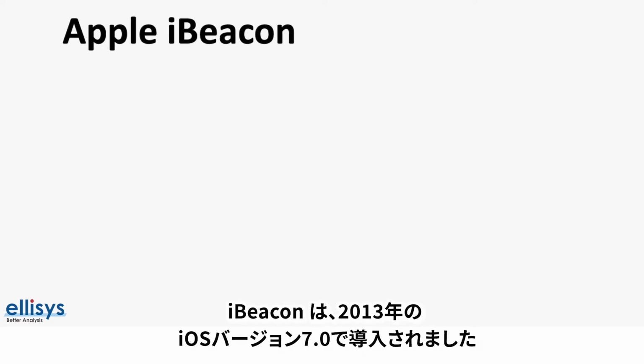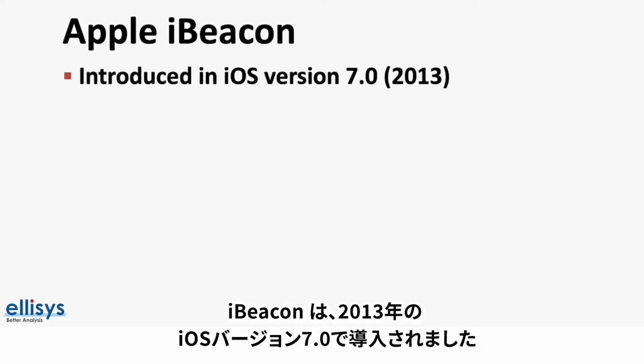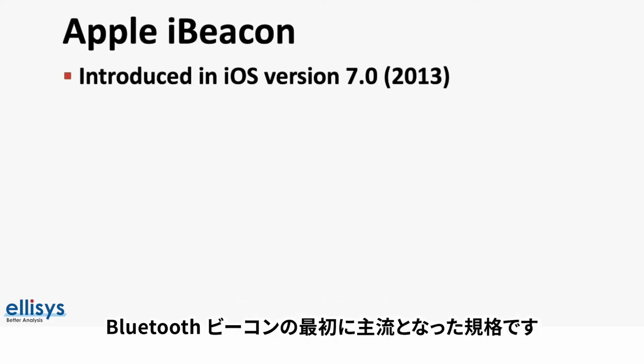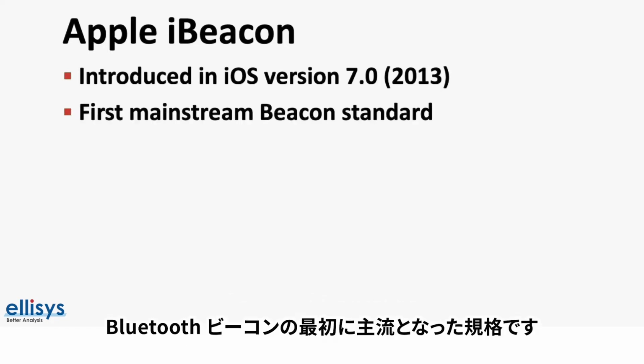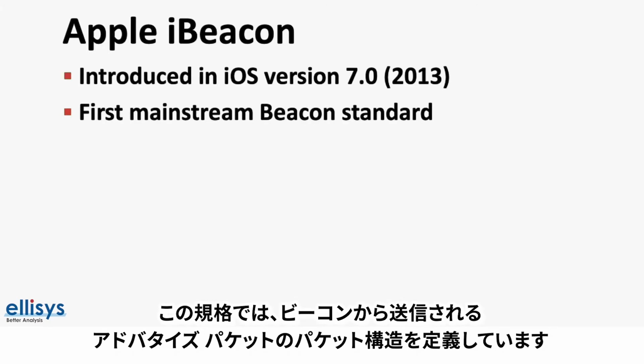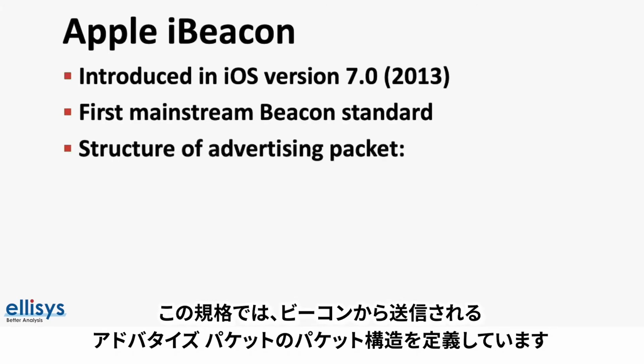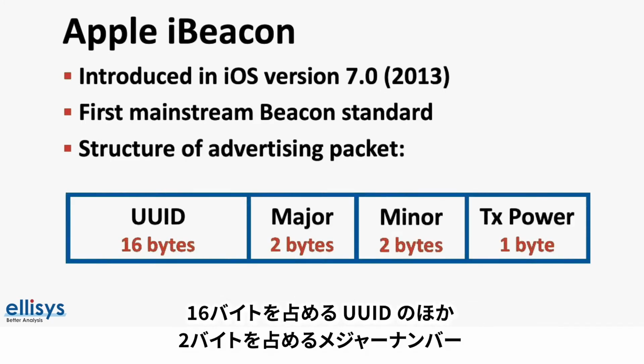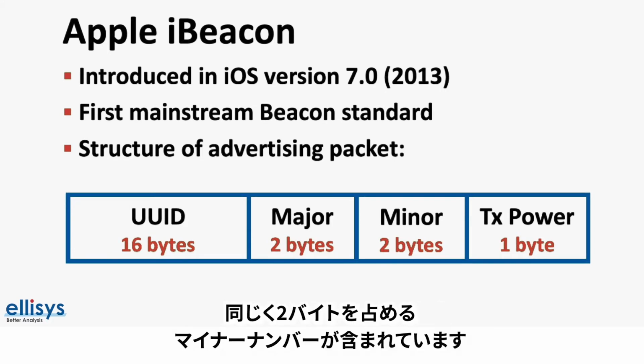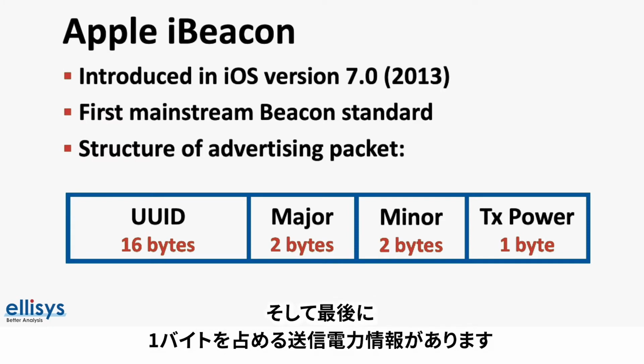First, let's look at Apple's iBeacon standard. iBeacon was introduced in iOS version 7.0 in 2013. It was the first mainstream standard for Bluetooth beacons. The standard defines the packet structure of the advertising packets that are being sent by the beacons. This includes the UUID, which occupies 16 bytes, as well as a major number occupying 2 bytes, and a minor number occupying 2 bytes as well. And finally, we have the transmission power occupying 1 byte in the packet.